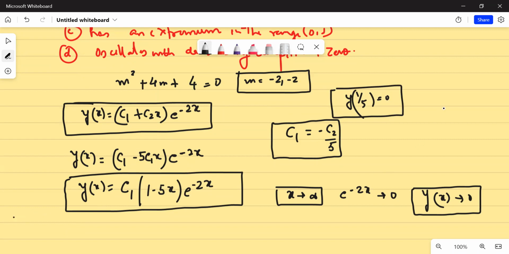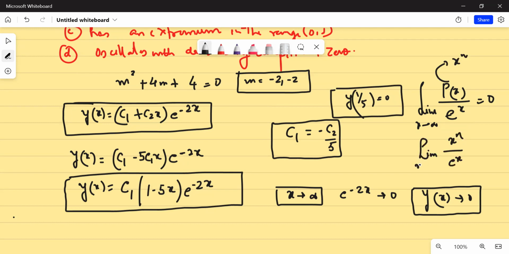Obviously, it will. But understand that if I have a polynomial in the numerator and an exponential in the denominator, this limit in any way is going to be 0, because the exponential has a greater rate of growth than a polynomial. Let's say this is a polynomial of order n. So I'll estimate it as x raised to power n divided by e to the power x, because as x tends to infinity, I write the highest order term.